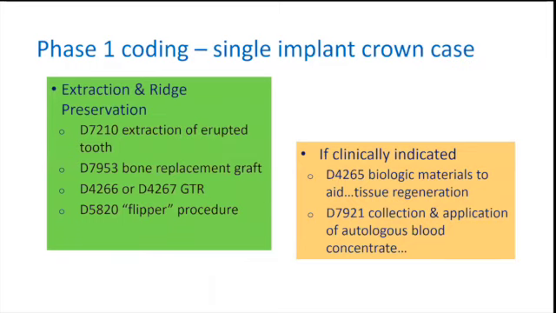In the first phase, the tooth is removed, reporting D7210, extraction of an erupted tooth. Bone grafting was reported using D7953, and the membrane barrier was reported with D4266, resorbable barrier membrane per site. So guided tissue regeneration and biological materials may have been placed. Other biological materials to aid in tissue regeneration, if used, can be reported using D4265, say if platelet-rich plasma were collected in place, or D7921 can also be reported for the collection and application of autologous blood products. The patient then received a provisional appliance, a flipper, and that single tooth flipper is reported from the prosthetic codes, D5820.